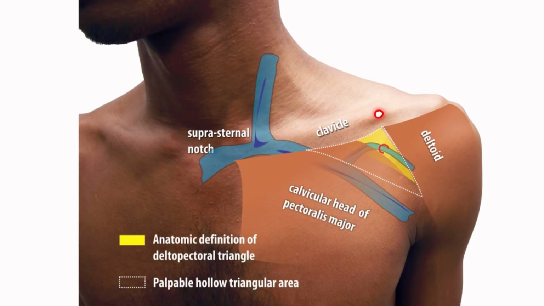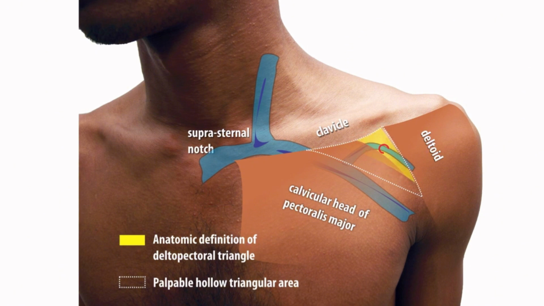Right below the junction of the medial and the lateral part of the clavicle lies the infraclavicular fossa. The infraclavicular fossa is also called the deltopectoral triangle because it is bound by the deltoid muscle from one side and the pectoralis major muscle from another side. This much is the palpable region of the deltopectoral triangle, and this much is the anatomical region of the deltopectoral triangle.